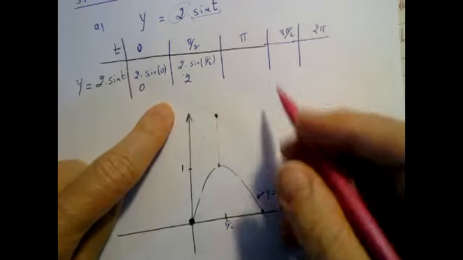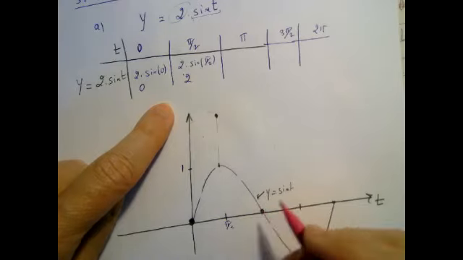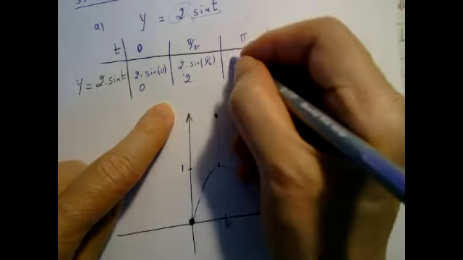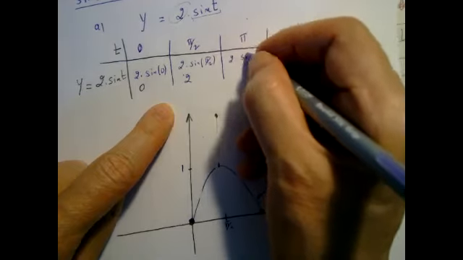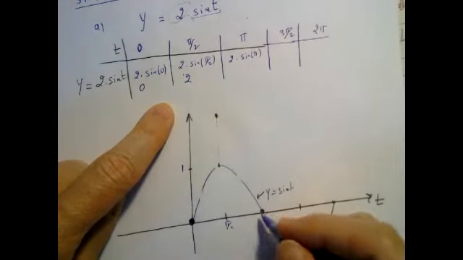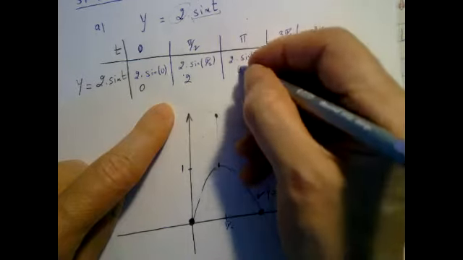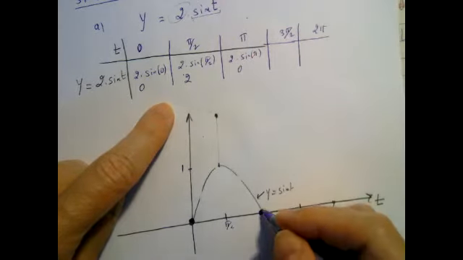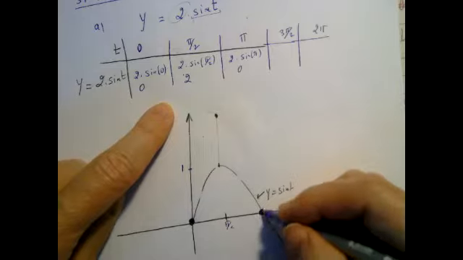Now, at pi, what's the value of my function? Whatever sine takes at pi, you multiply it by 2. But sine takes the value 0 at pi, so that's going to be 0. So these are the values here.